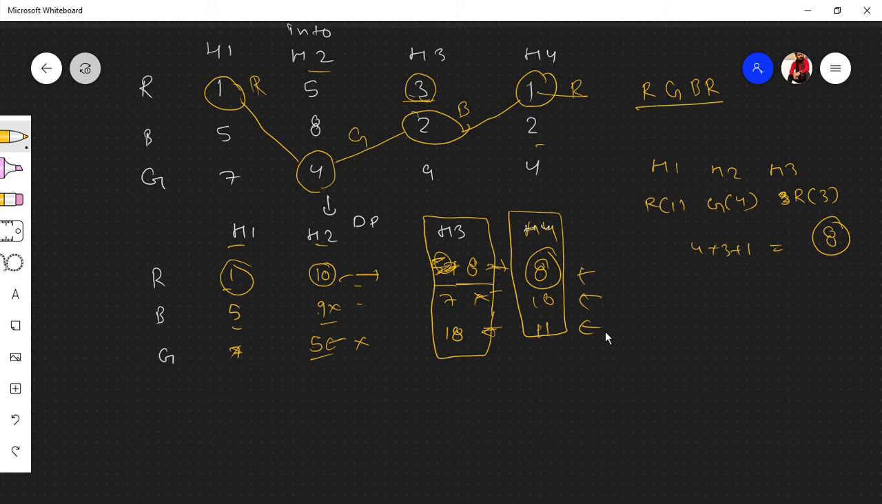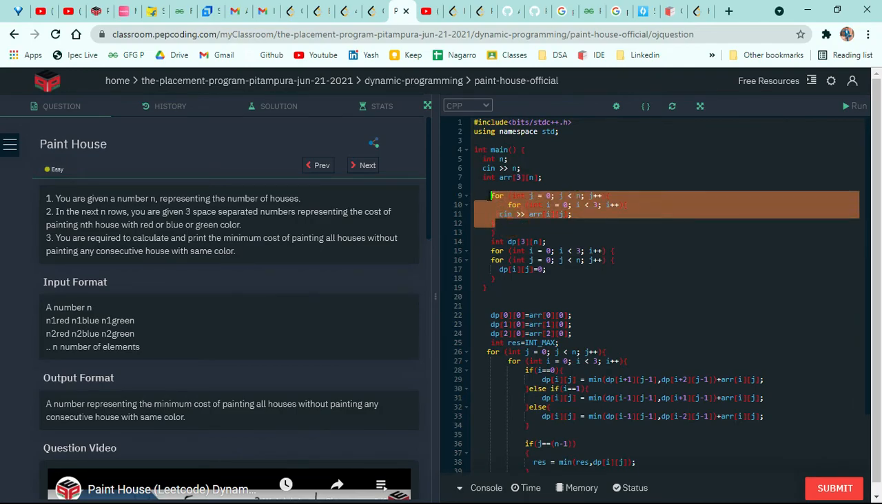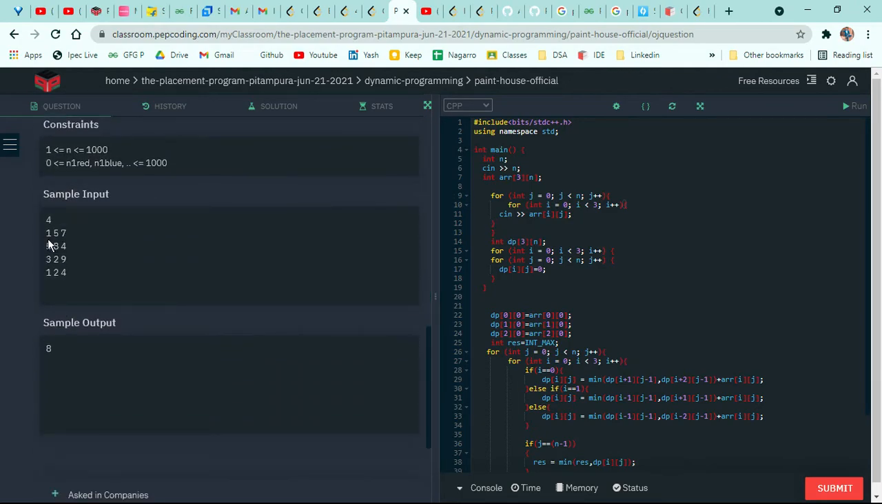RGBR. If you go accordingly, then you'll have the minimum cost. And I'll explain the code right now. So what I've done, first I've taken the input. For input, I've changed the J and I values because I was supposed to take it vertically.